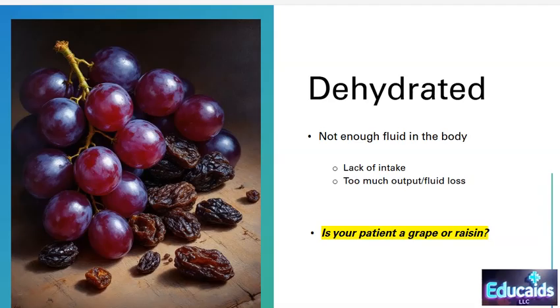So is your patient a grape or a raisin? As we can see here to the left, we have a wonderfully hydrated grapes right here, and then through fluid loss, the grapes became dehydrated, and definitely the physiology of things changed considerably. So being dehydrated, not enough fluid in the body, this is usually one of two things. It's either lack of intake or too much output, fluid loss, or it could be both. So is your patient a grape or a raisin?